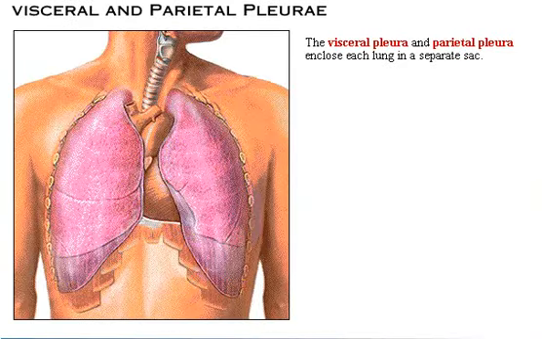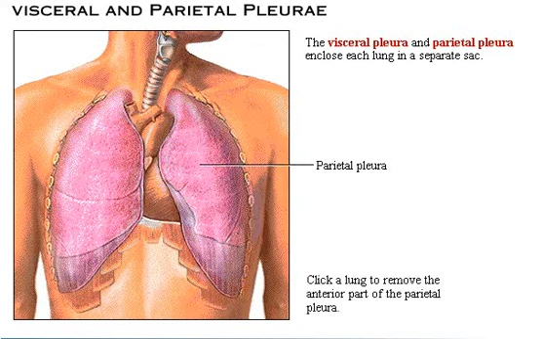The visceral pleura and the parietal pleura enclose each lung in a separate sac. The frosty layer you see here covering the lungs is the portion of the parietal pleura that lines the anterior thoracic wall. Click a lung to remove the anterior part of the parietal pleura.